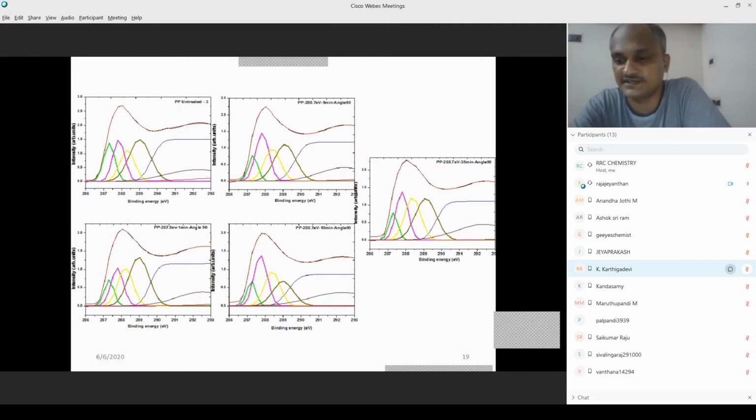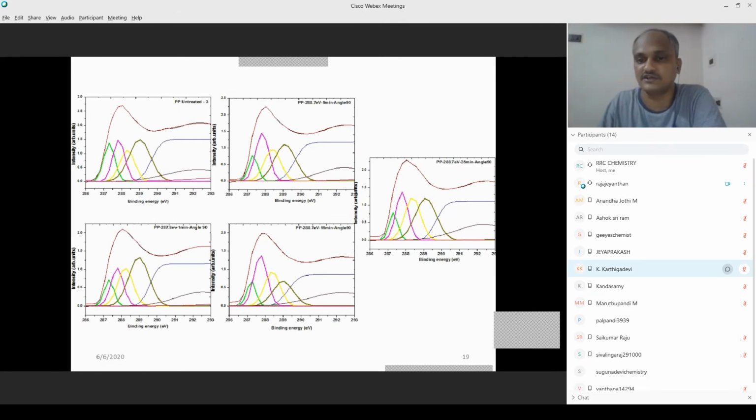When we are doing this irradiation, the bonds in the polymer are broken, and the carbonyl bond is forming on the surface of the polypropylene. This is very clearly reflected here. For a 35 minute irradiation, there is a very strong peak, which corresponds to 288.6 eV, the pi star excitation of the carbonyl bond.